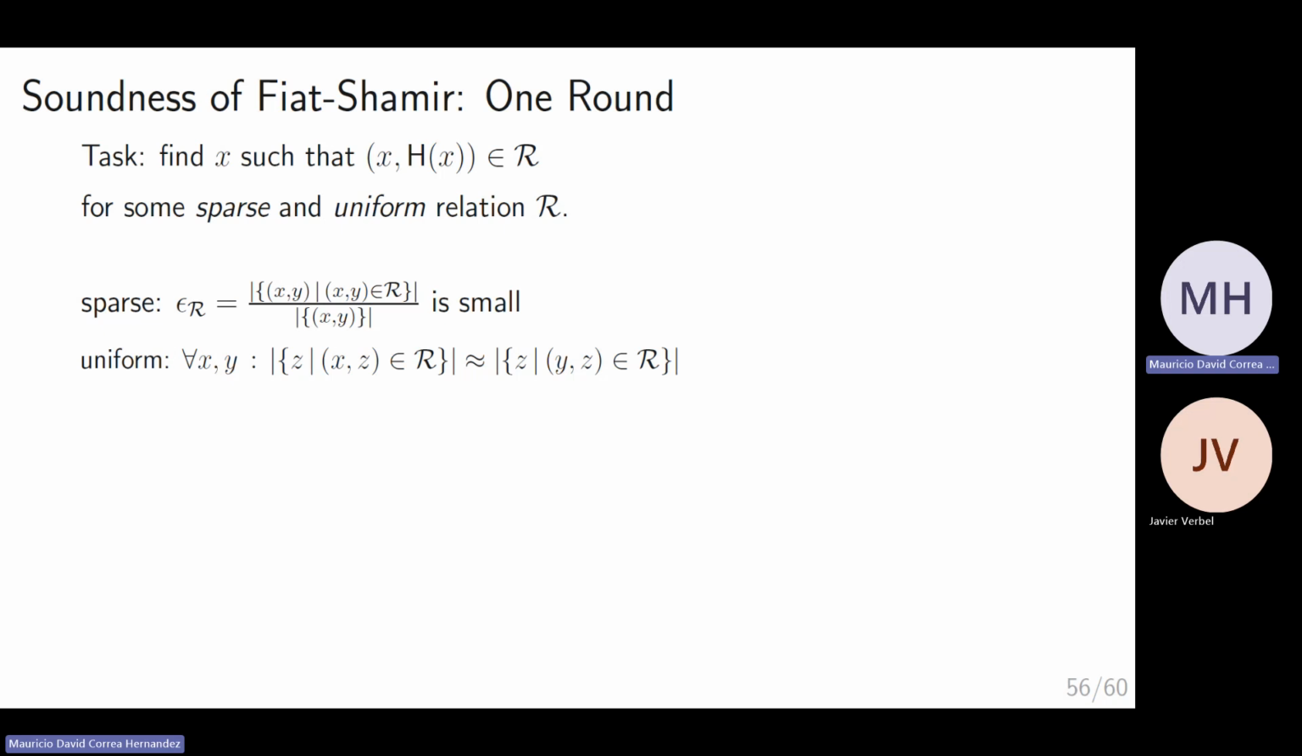So the number of z for which xz is in the set is the same as the number of z for which yz is in the set. So the prefix x or the prefix y doesn't really matter if you consider the number of ways to complete the pair such that you get an element of this set. So that's what sparse and uniform mean. And then we can define the task as finding such an x. And then the question is, what's the success probability?